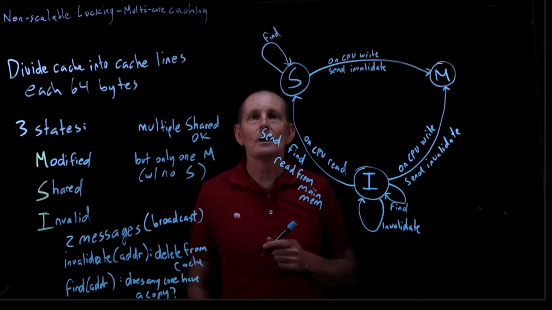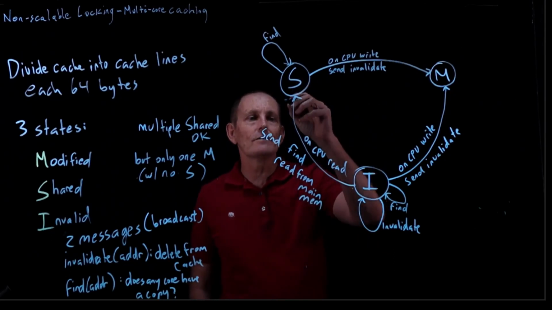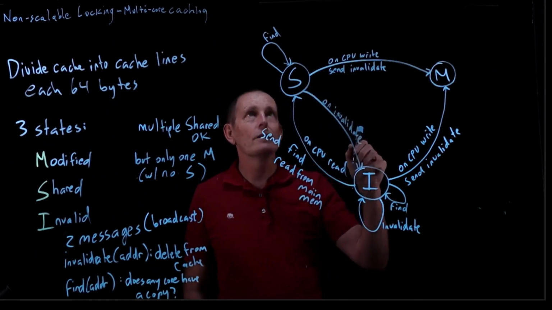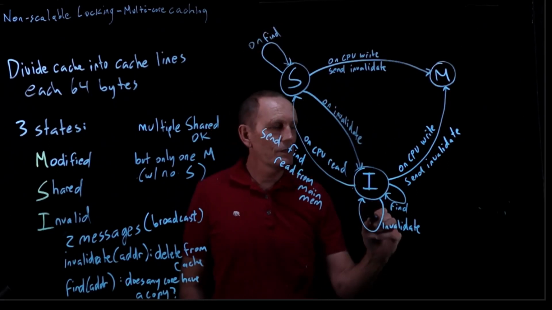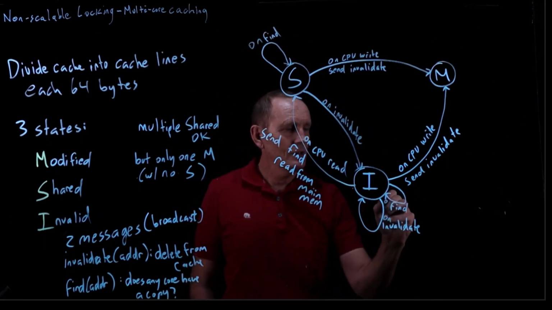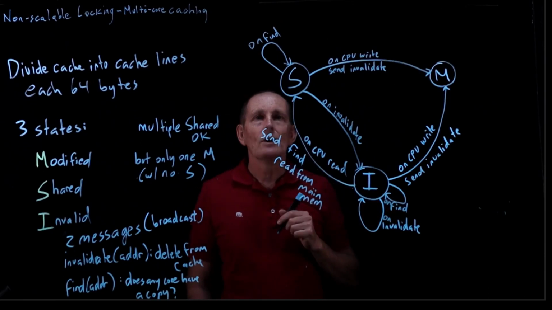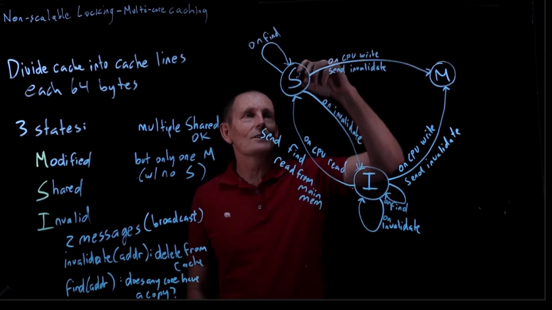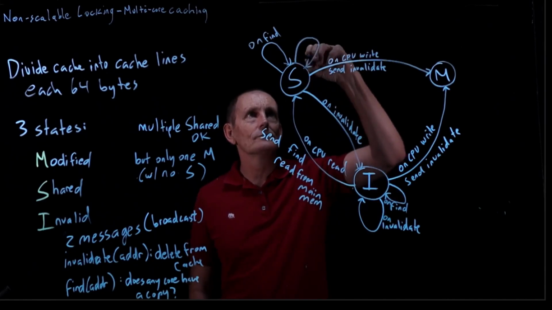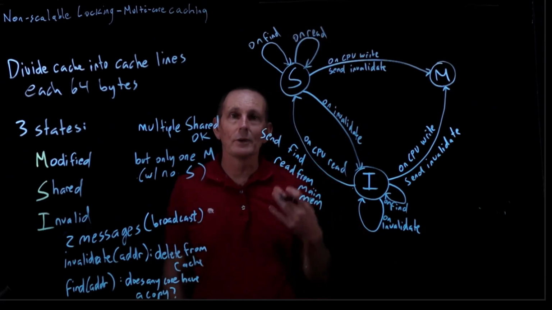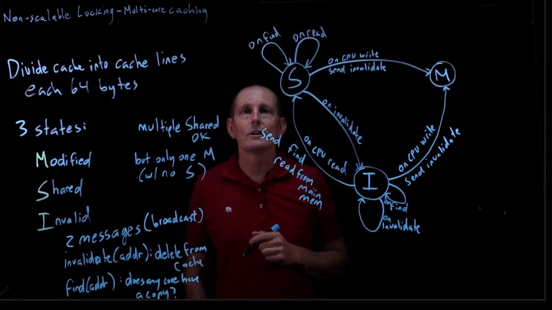So what do we do on the find? We do nothing. On an invalidate, we do nothing. On a find, we do nothing. On a write, we do this. What do we do on a read? Well, on a read, we don't have to do anything because we've already got it in our cache. That's one of the cool things about caching: if it's in our cache and we read it, it's very, very fast. We can run at full speed for our instructions.